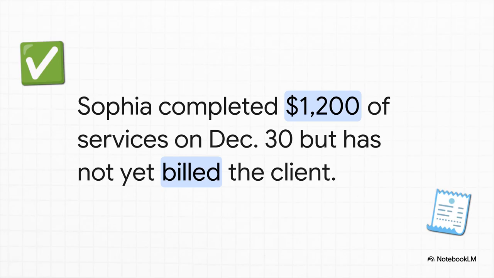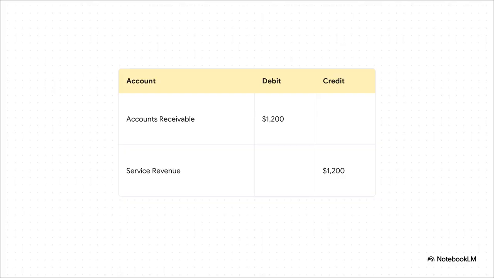It's December 30th, right at the buzzer, and Sophia finishes a project for a client worth $1,200. She did the work, so she definitely earned the money, but it's so late in the month, she hasn't even had time to send the invoice, so no cash has been recorded. To make her books accurate, we need one more adjustment.